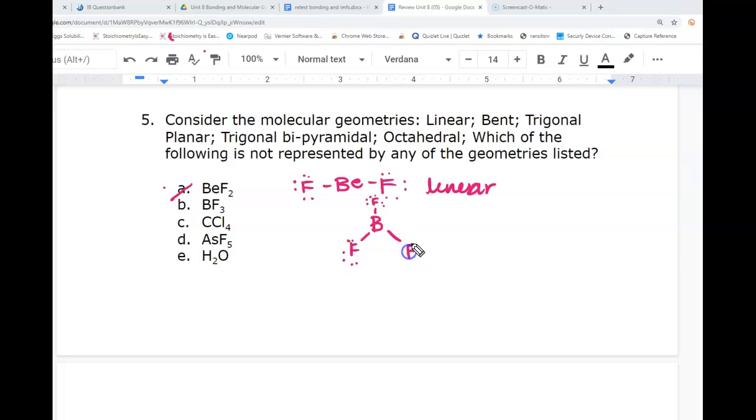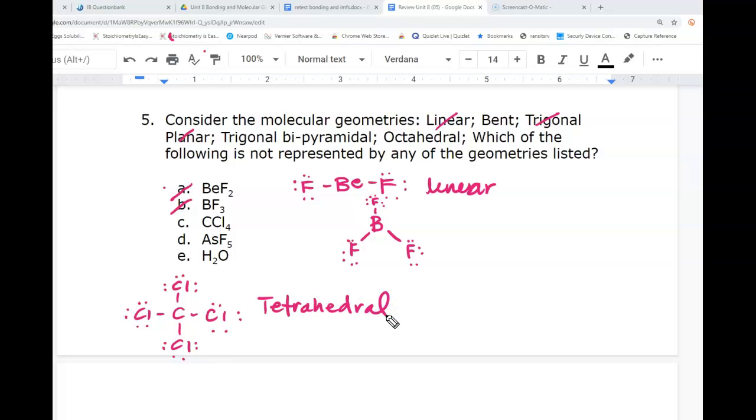And that one's going to look like this. And trigonal planar is listed there. So we've got linear, we've got trigonal planar, so we get to cross that one out. And then we have CCl4, and CCl4 is going to have these 4 chlorines around it, just like this. And we know that that's 4 bonded pairs and 0 lone pairs, so that's tetrahedral. And if we go look at our list, we notice that there is no tetrahedral on the list. And so this is going to be our correct answer.